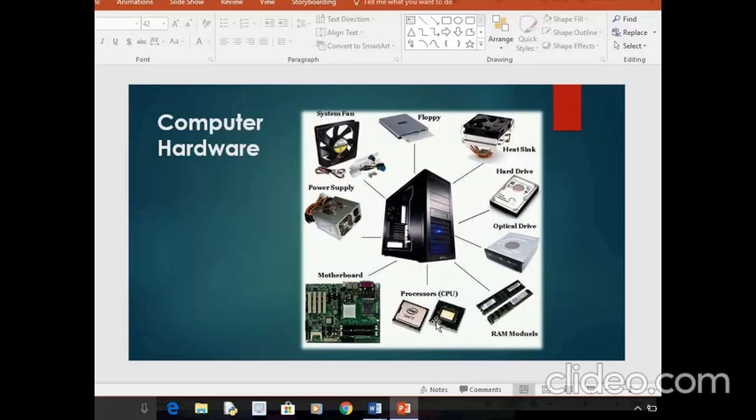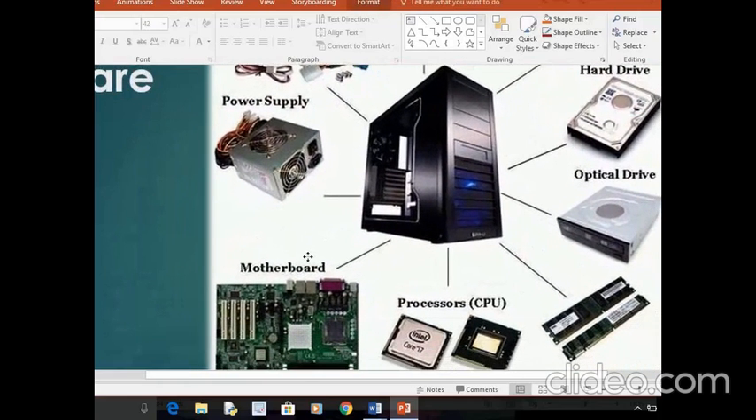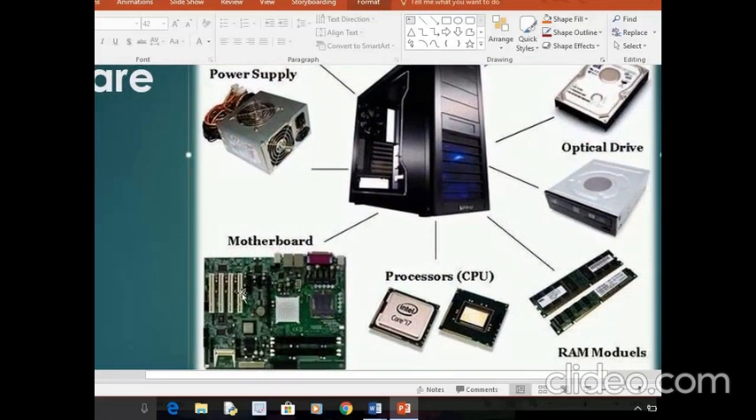We find this one on the motherboard here. On the motherboard you can see different slots here. Here we insert RAMs, random access memory. Here we insert network interface card and TV tuner card, as I explained in my interaction class.